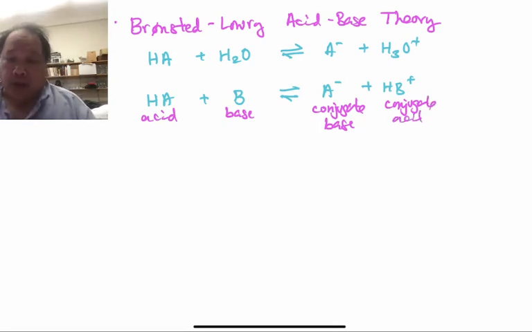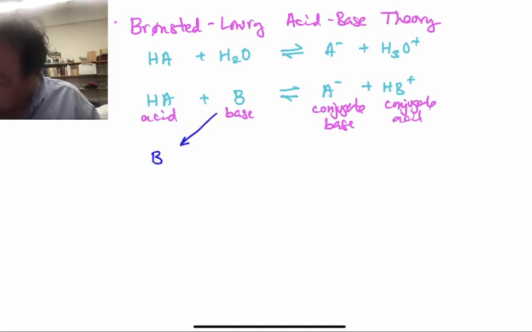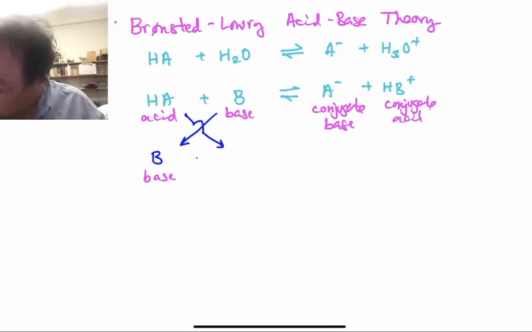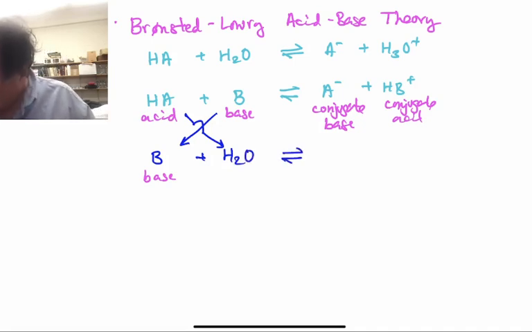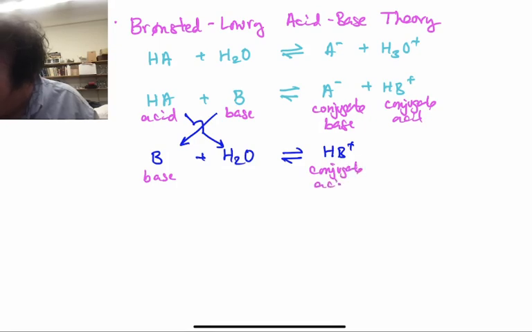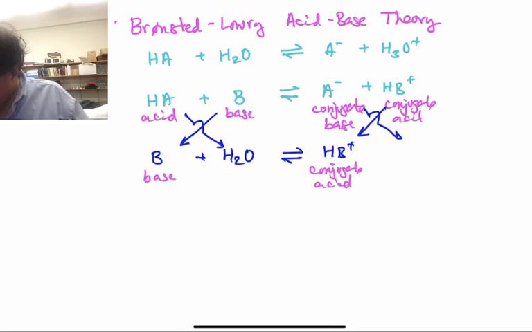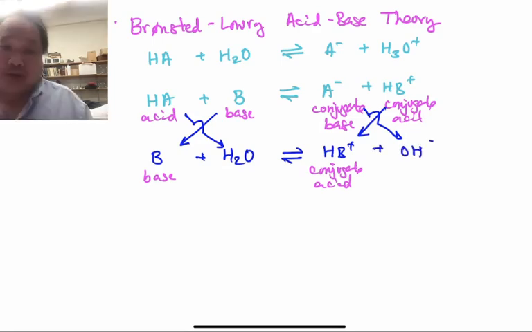And we'll explore a specific example. Here we'll put the base on this side. So that's the base. And we're going to switch over to the acid on this side, and the acid that we're going to look at is actually going to be water. So B is the base, it gains a proton to become HB plus. That's the conjugate acid. And the water was the acid, it loses the proton to become OH minus.